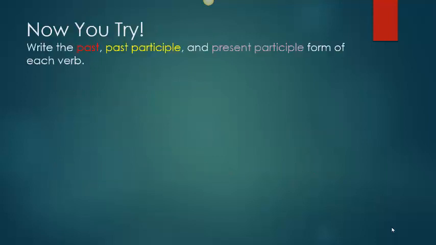So let's try it. The chart that you were given in class has these 5 verbs: call, skate, visit, skip, and cry. I want you to try the past tense, the past participle, and the present participle for each one. Fill out the chart. Don't forget helping verbs for the 2 participles.